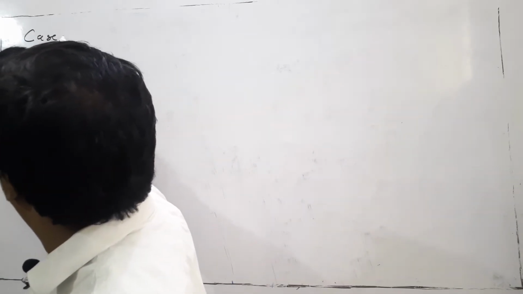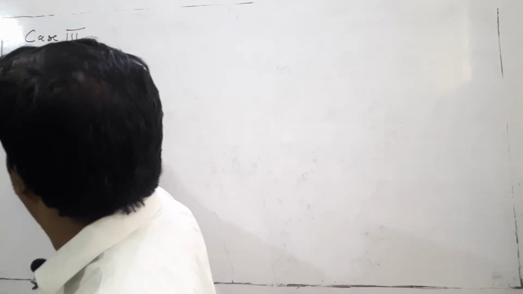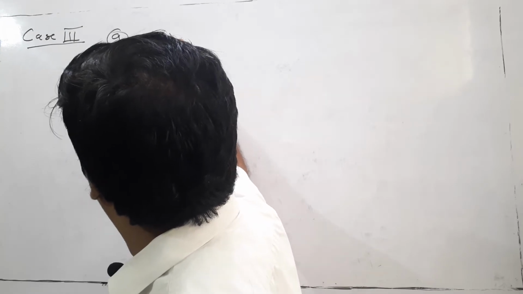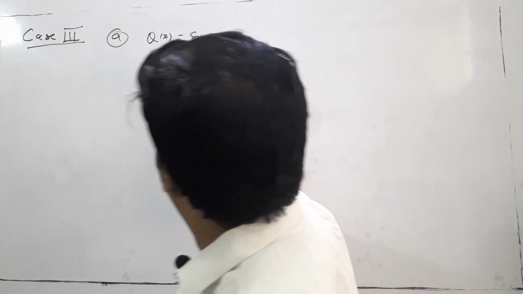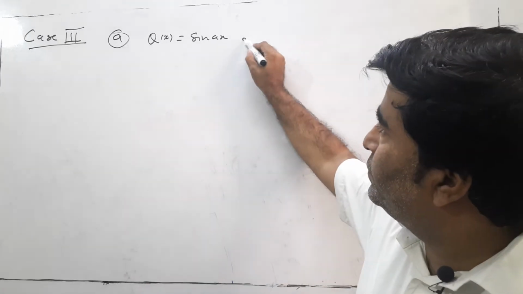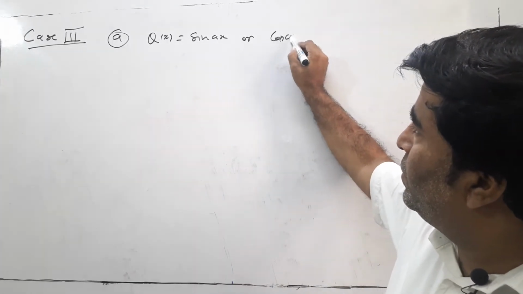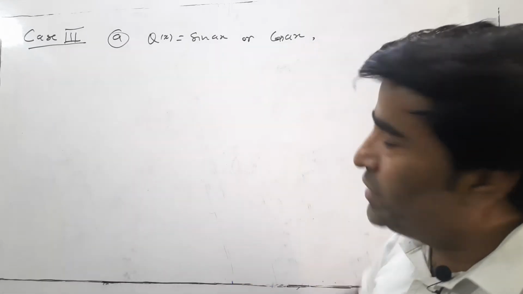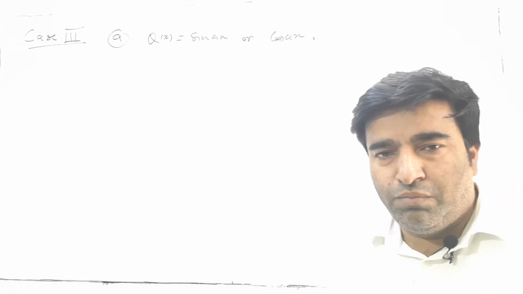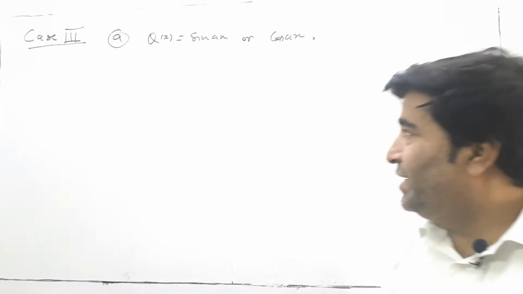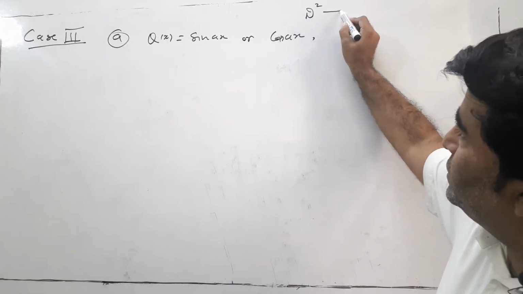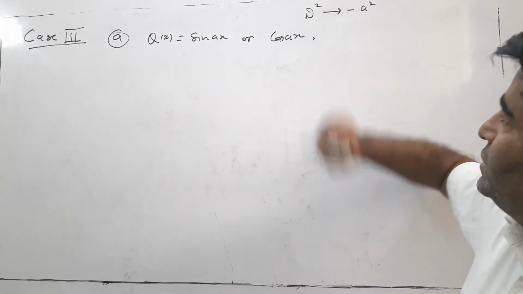So here we take case number 3, part A. If Q(x) is sin ax or cos ax, where a is any constant, then in this case we replace D square by minus a square.